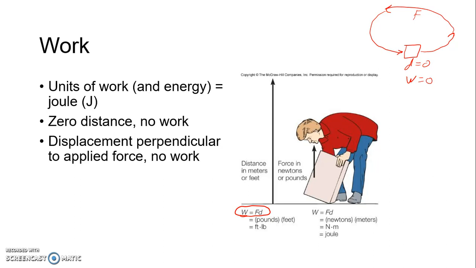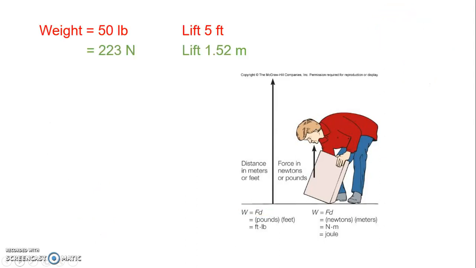Now, another very important point is that if the displacement is perpendicular to the applied force, then that means no work is done. So, for instance, if I have an object here and I push it to the right, so I exert a force to the right, but the object actually moves up, then my force is doing nothing. The object is not moving in the same direction as the force. Therefore, that is another situation where there is no work done, even though I am exerting a force.